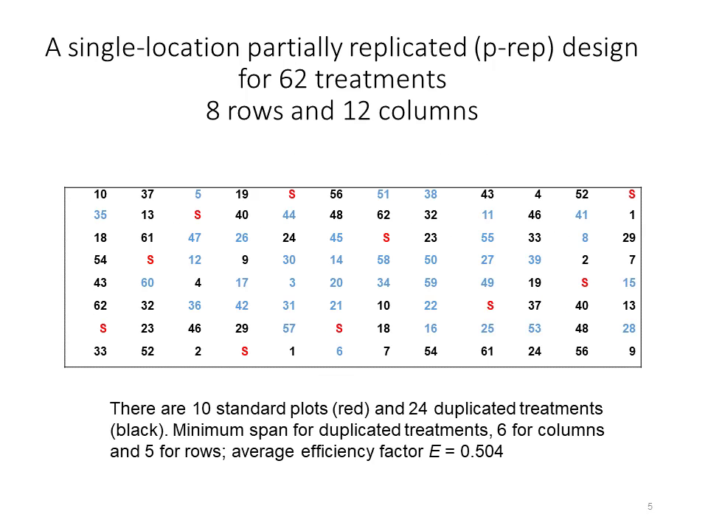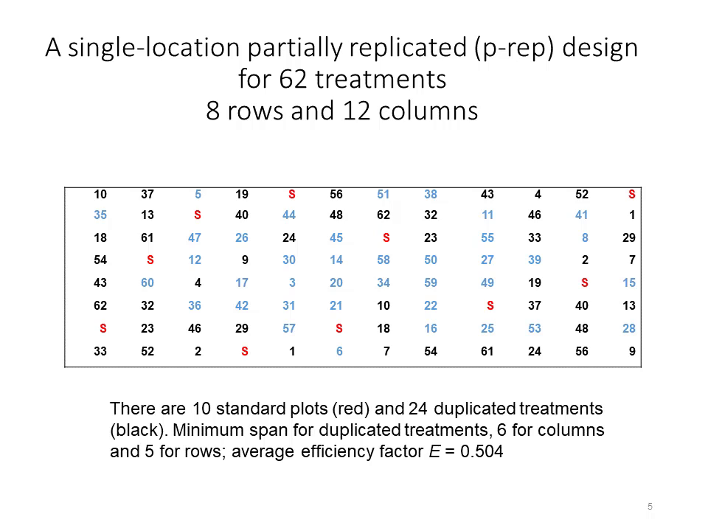The construction of single-location PREP designs is an important addition in CycDesign 7. Here's an example for 62 treatments, of which 24 are duplicated. Users can specify these parameters and also choose to include standard treatments in the design.